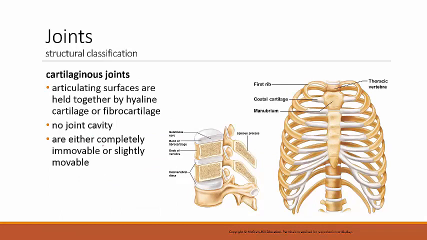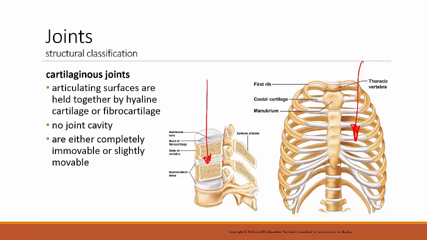So those are the fibrous joints. Now let's take a look at cartilaginous joints. In a cartilaginous joint, the articulating surfaces of the bone are held together either by hyaline cartilage, like we see here in the costal cartilages of the ribs, or by fibrocartilage, which is what we see at the intervertebral discs that are found in between the vertebrae. Again, no joint cavity, so we don't have a capsule surrounding this joint.